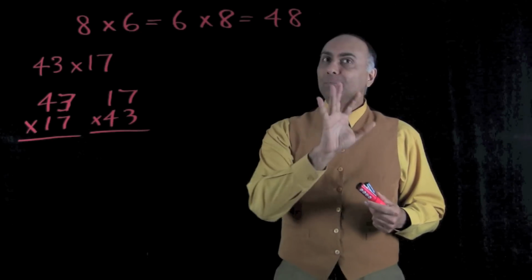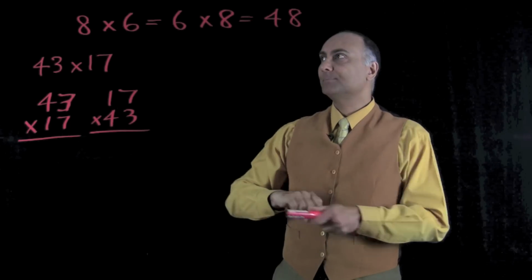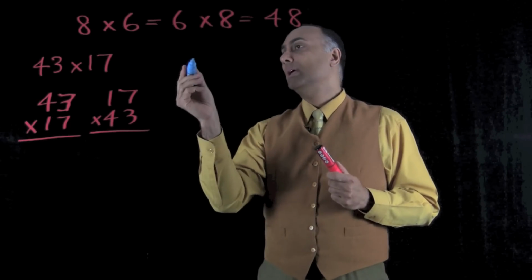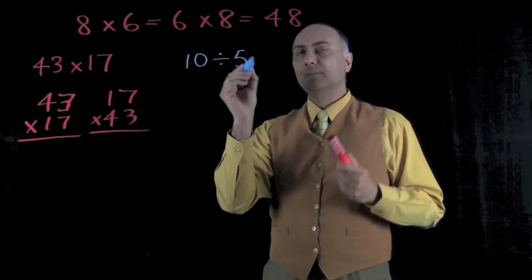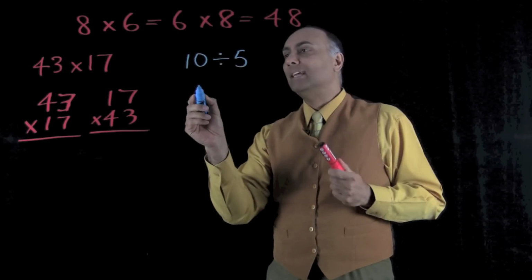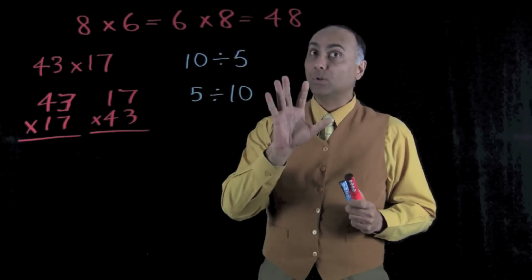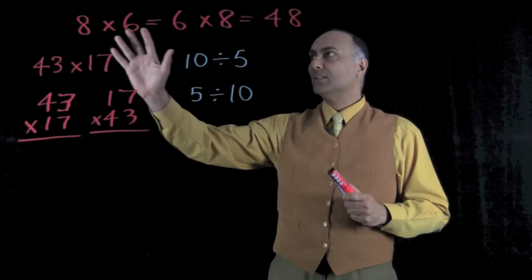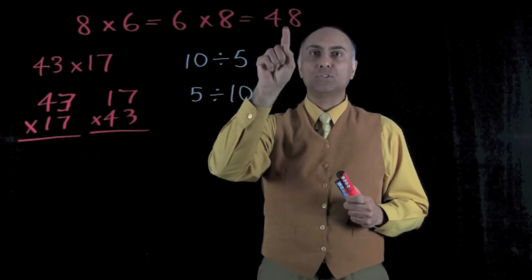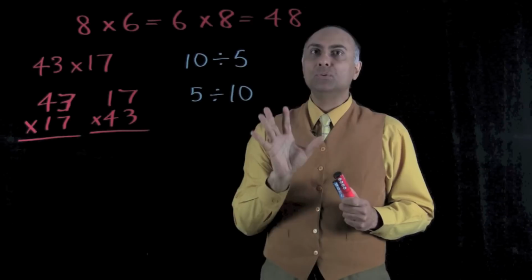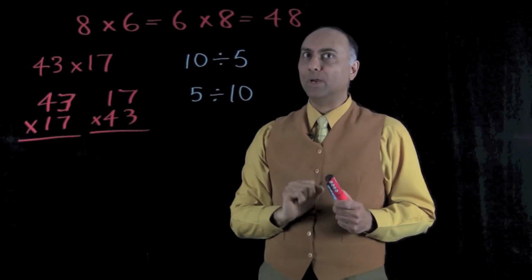But the same does not apply when you're dividing. When you're dividing, if I say to you 10 divided by 5, or if I say 5 divided by 10, they are not the same. So whereas with multiplication, you can switch the numbers around and it doesn't make any difference to the product, you cannot do that with division. So it's very important you say it the right way around and you do it the right way around.